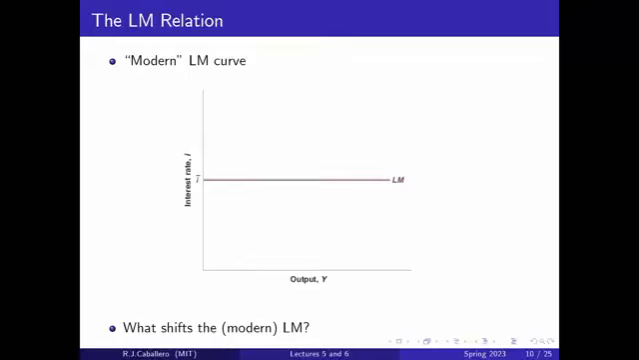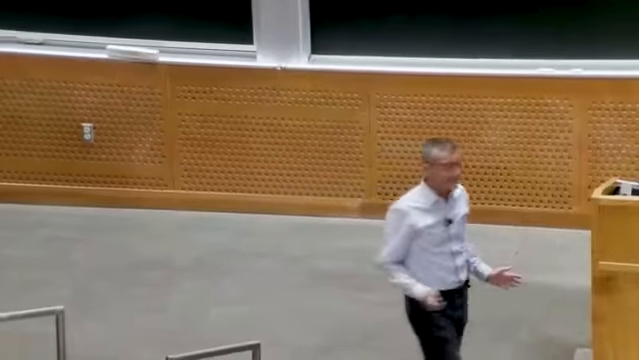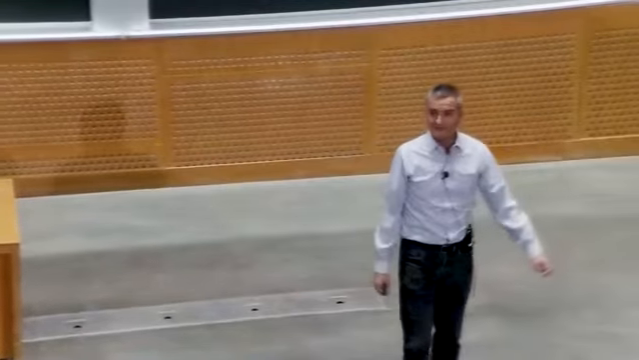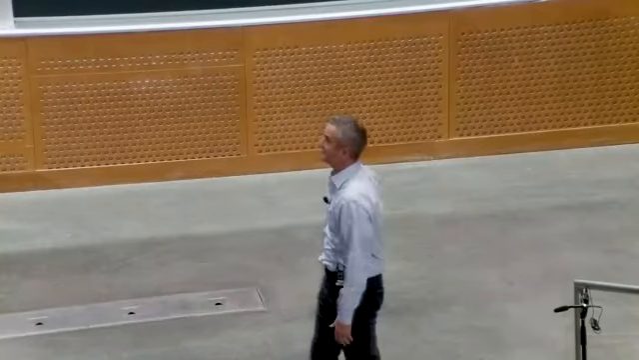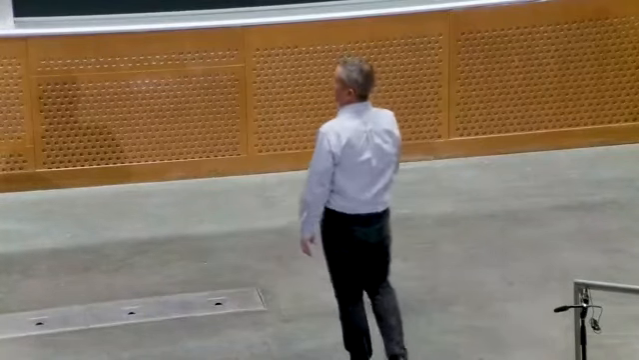And that's the LM. Now, this particular LM says it's a flat curve. It's not a function of output. The Fed sets the interest rate. That's the reason. It's flat. It's not upward sloping or anything. So I asked the question, what shifts the modern LM? Only the central bank, because the central bank is the one that sets the interest rate.